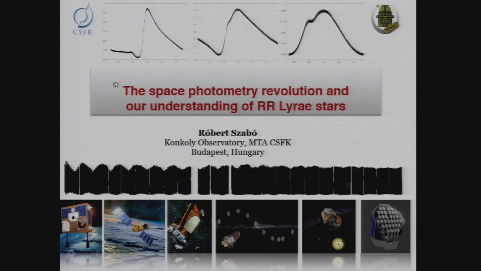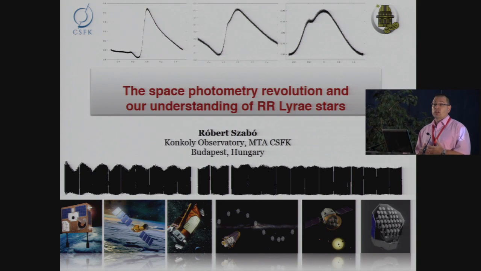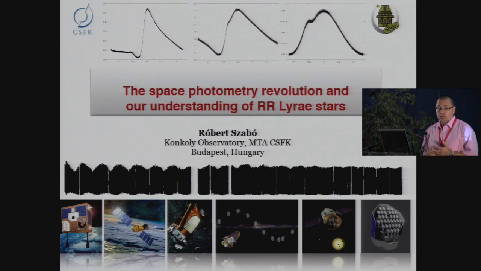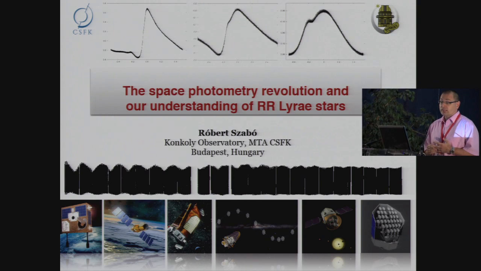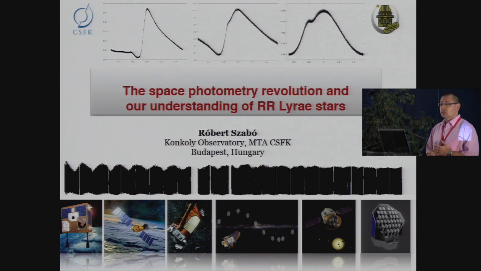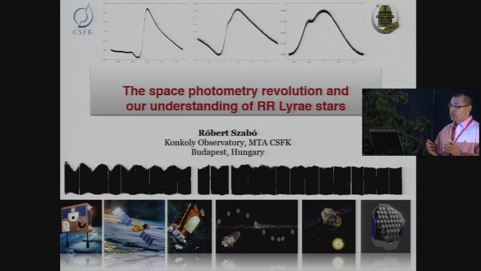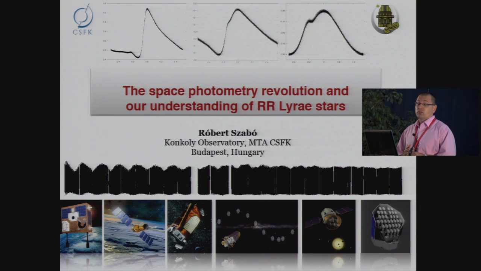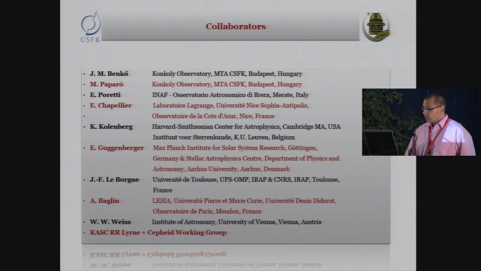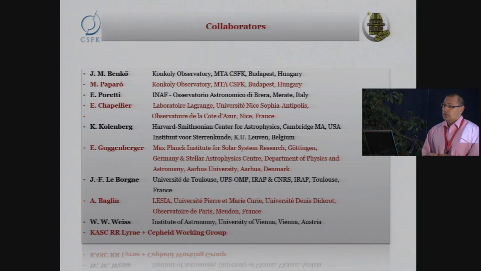Today I'm going to talk about a few highlights only from the many new results that were delivered by CoRoT and Kepler. So I'm going to focus on RR Lyrae stars that are horizontal branch large amplitude pulsators, and they are well known being excellent tracers of the galactic structure and very good distance indicators. Last but not least, they are very good test bed objects for studying various nonlinear dynamical phenomena related to stellar pulsation.